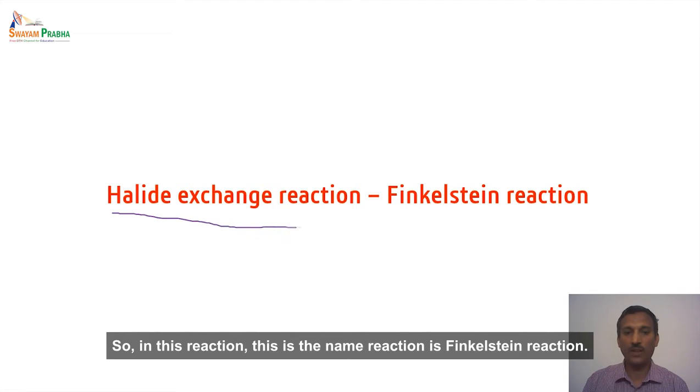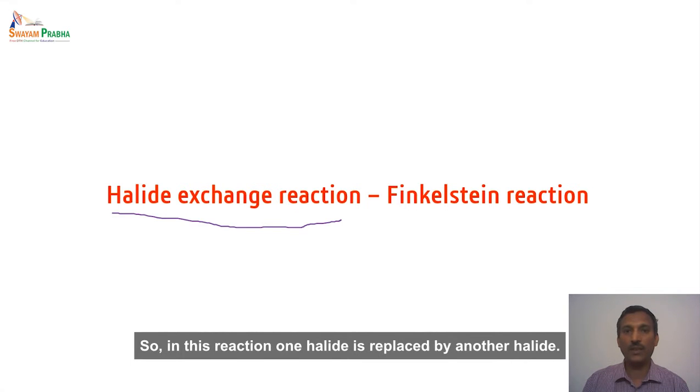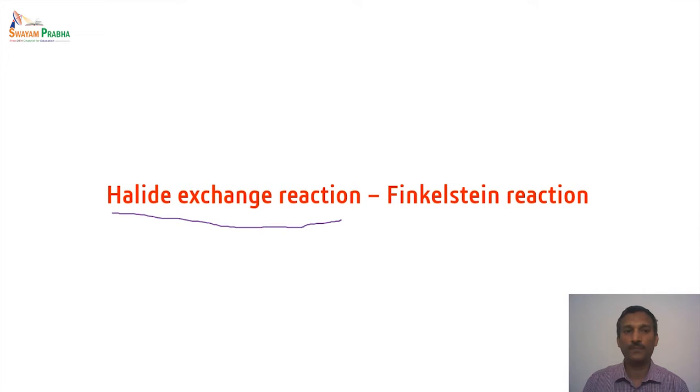Next we have a halide exchange reaction. So in this reaction, the name reaction is Finkelstein reaction. In this reaction, one halide is replaced by another halide. In most of the cases, the lower halide is replaced by the higher halide. Say for example, chloride is being replaced by iodide. So this is the standard reaction which occurs.